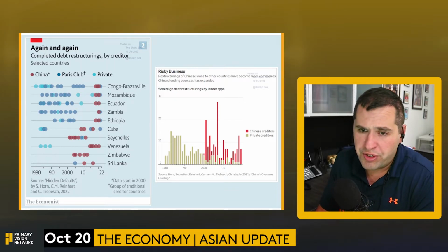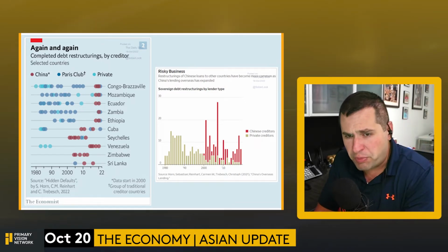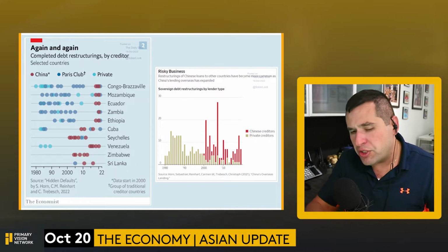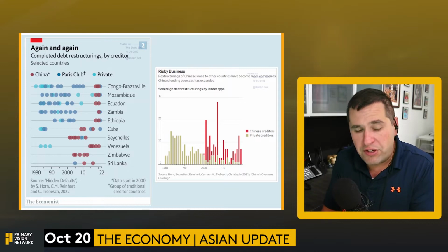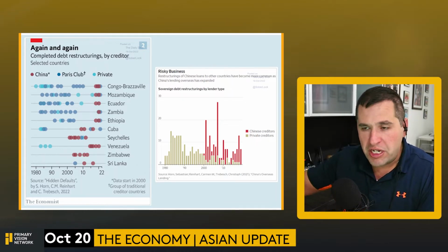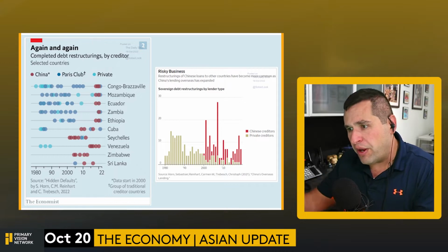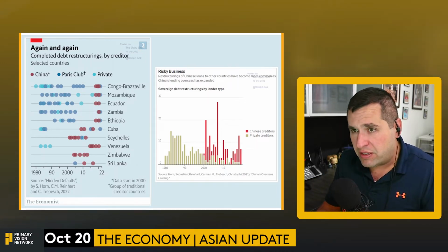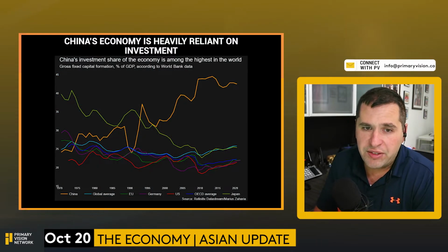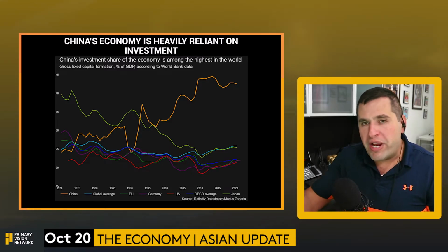The risky business side, so the restructurings of Chinese loans to other countries have become more common as China's lending overseas has expanded. Sovereign debt restructuring by lender type, Chinese creditors, private creditors. So when you look at how much the Chinese have been investing in these areas and now having to go and restructure, there's more and more risk. And it's happening at a time when their debt to GDP is at the highest it's ever been, while the currency is coming under pressure, while exports are slowing, while their real estate sector is imploding at a very fast clip, and the consumer doesn't want to spend, which is keeping that pressure there. When you consider the Chinese investment share of the economy is among the highest in the world because China's economy is heavily reliant on investment, that's where you've created this churn.